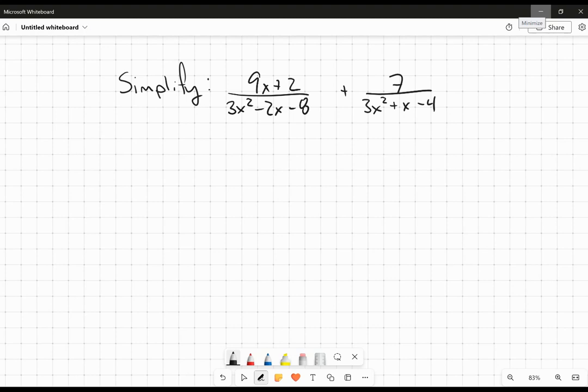Okay, everybody, so in this video, we're just going to simplify this rational expression. And it's a sum of two rationals, so what I'm going to need here is a common denominator. But before I get to that, I'm going to need to do some factoring. Now, the numerator of the first term really can't be factored down nicely, but the denominator can be broken up.